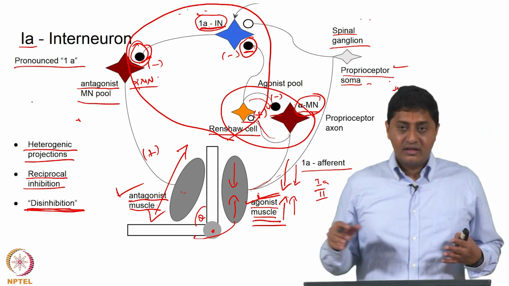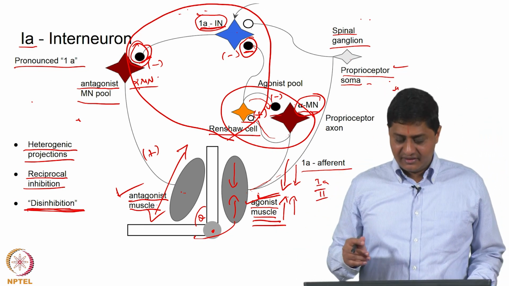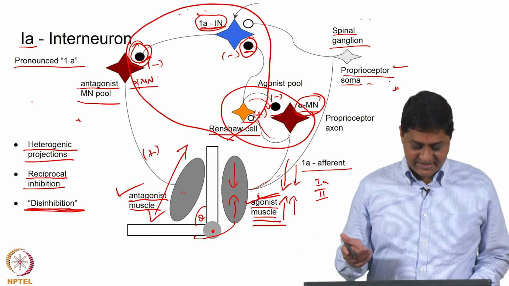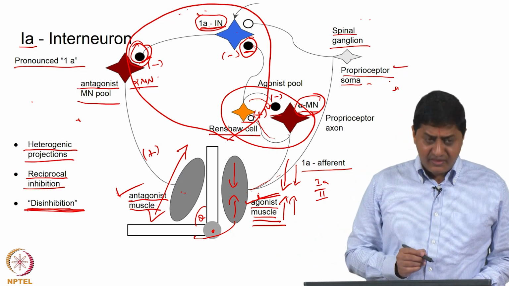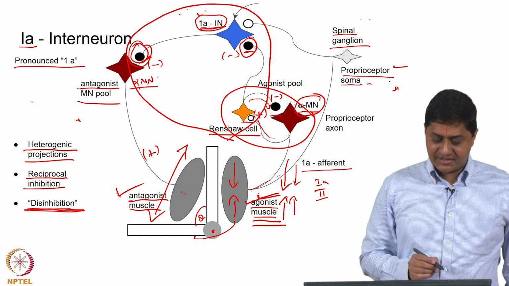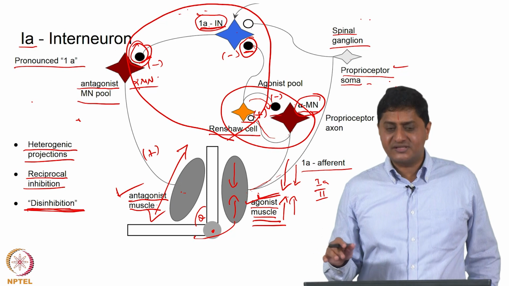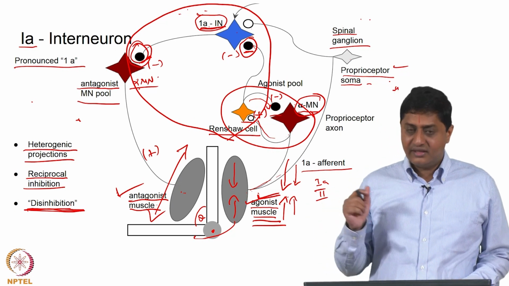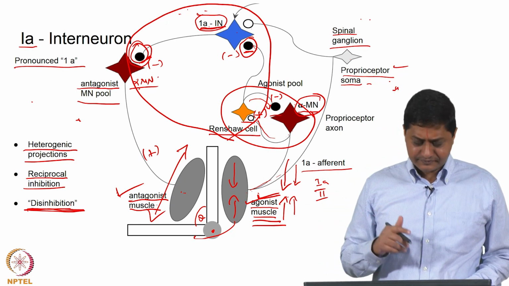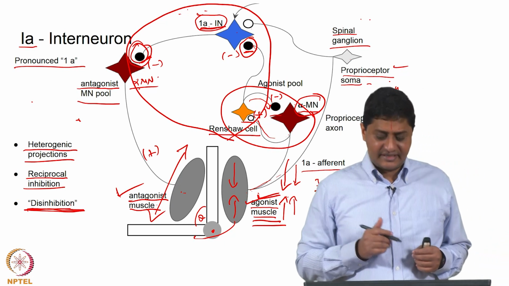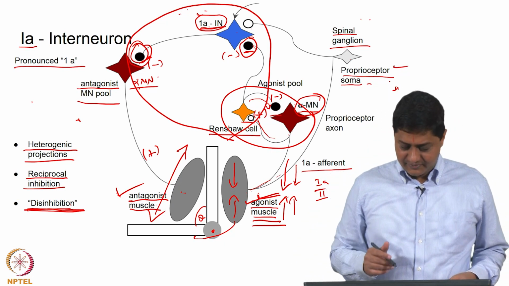We will discuss this in great detail when we discuss brain structure, especially the basal ganglia. This terminology, disinhibition, is happening here in the spinal cord, but this also happens at several levels in the brain, especially in the basal ganglia. We will discuss this in greater detail later.